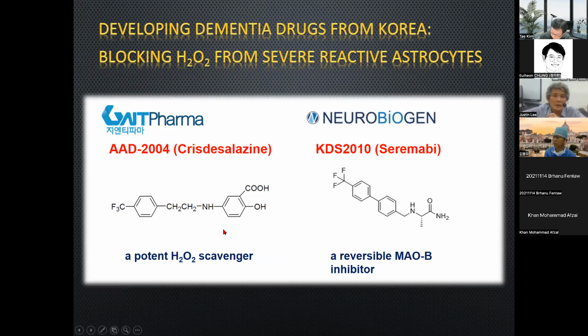Okay. From these studies, we were able to develop this H2O2 scavenger, AAD-2004, and KDS2010, which is a MAO-B inhibitor. These two compounds are actually drugs being developed and tested at the clinical level by GNT Pharma and Neurobiogen. So we are actually waiting to hear the results of these clinical tests.